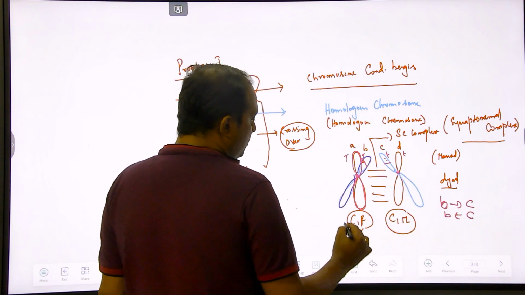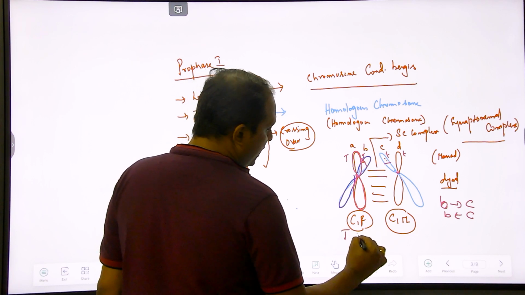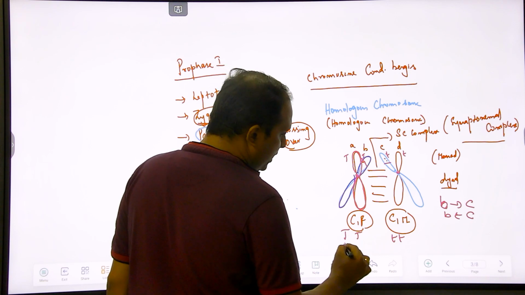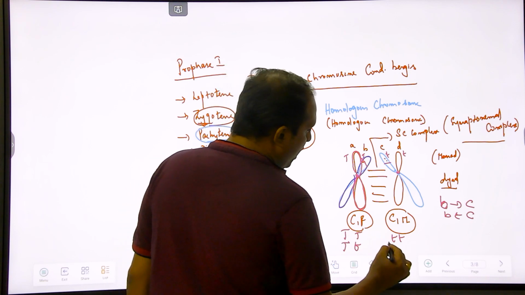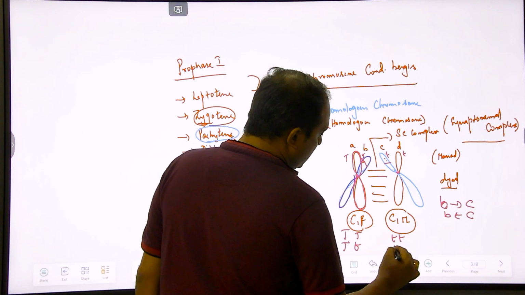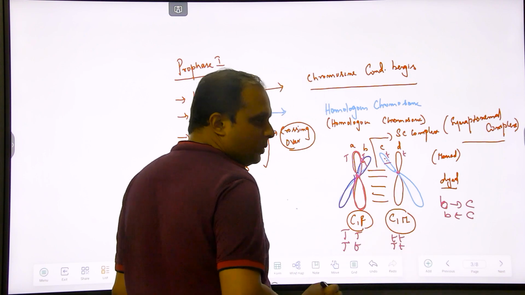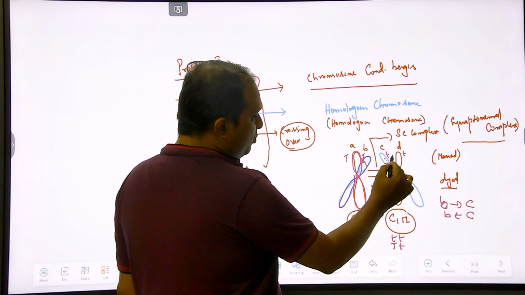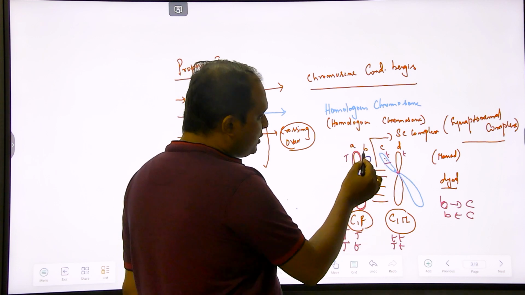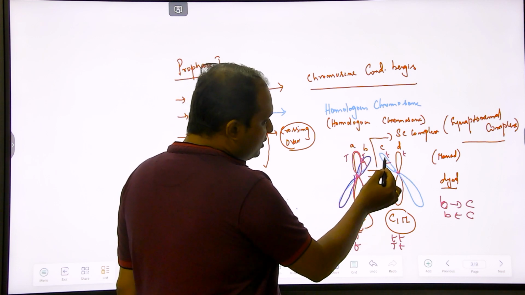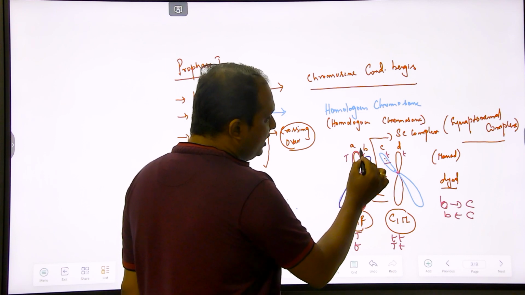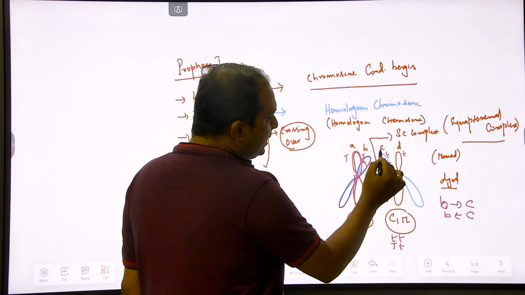Right. So what profile initially we had? Capital T, small t, small t. Now after this crossing over, you see capital T, small t, and capital T, small t. Initially we had the allele capital T, small t, small t before the crossing over. Now after the crossing over, this chromatid has come here. That is, C has come to B, and B has gone to C. So you see capital T, small t, and capital T, small t.